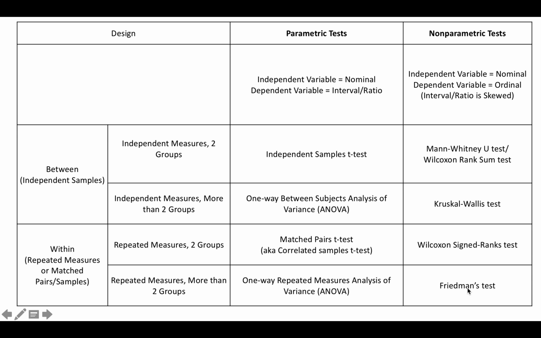Finally, if you can do the one-way repeated measures ANOVA, but your assumptions were violated, or you meet one of these conditions up here, you're going to go with the Friedman's test. So these are the 4 tests that we're going to discuss. We're going to start off with our Mann-Whitney U, Wilcoxon rank sum.